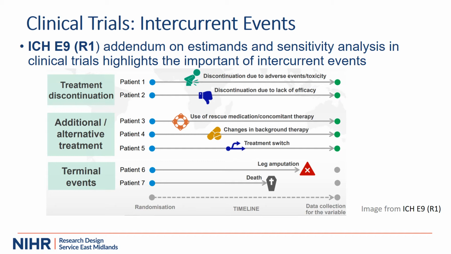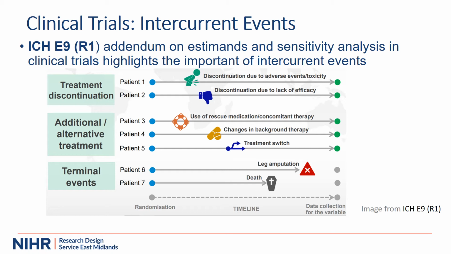If you're planning to carry out a clinical trial to answer your research question, then an addendum to the ICH E9, which is the statistical principles for carrying out clinical trials, highlights the importance of intercurrent events. Intercurrent events occur after treatment initiation and affect either the interpretation or the existence of the measures associated with the clinical question of interest. And here we've got some examples of intercurrent events.